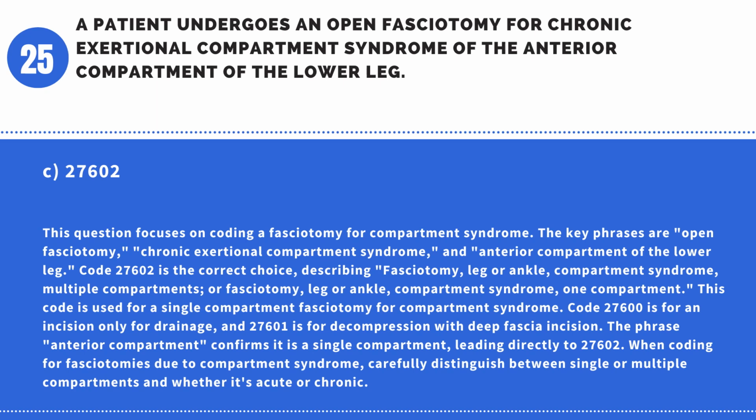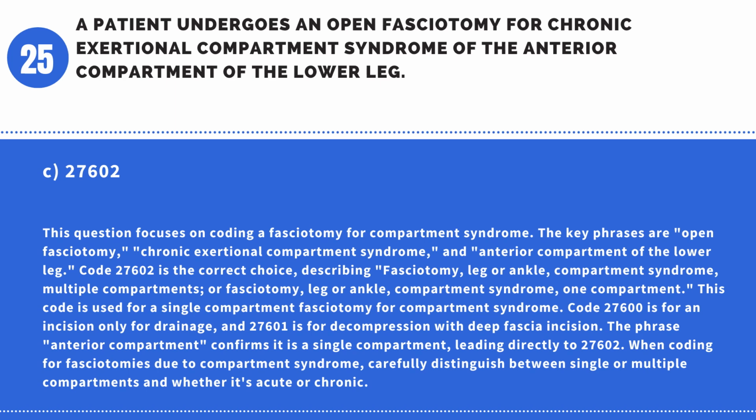27,602. This question focuses on coding a fasciotomy for compartment syndrome. The key phrases are open fasciotomy, chronic exertional compartment syndrome, and anterior compartment of the lower leg. Code 27602 is the correct choice, describing fasciotomy, leg or ankle, compartment syndrome, multiple compartments, or fasciotomy, leg or ankle, compartment syndrome, one compartment. This code is used for a single compartment fasciotomy for compartment syndrome.